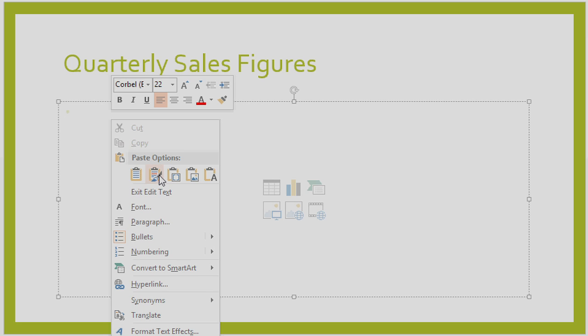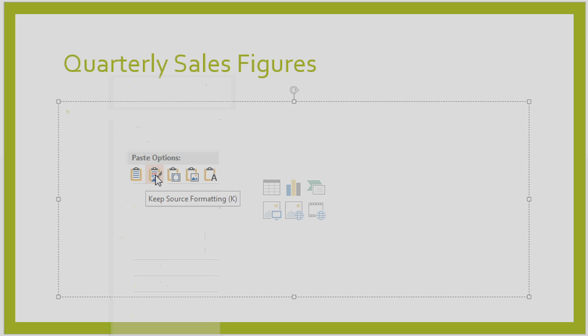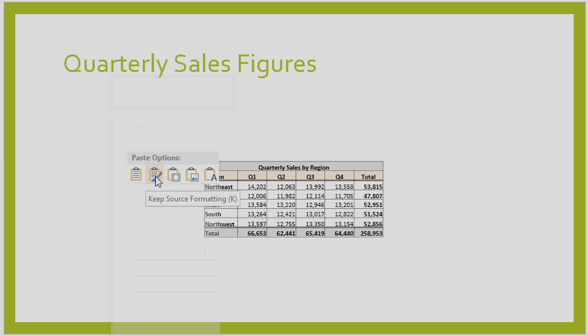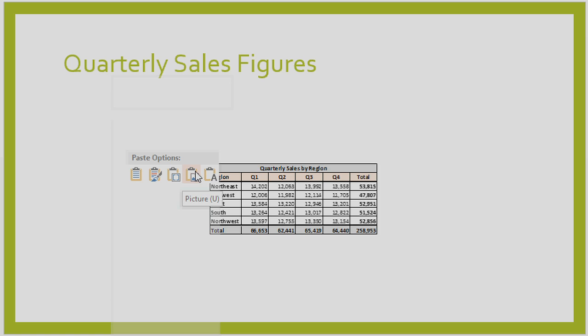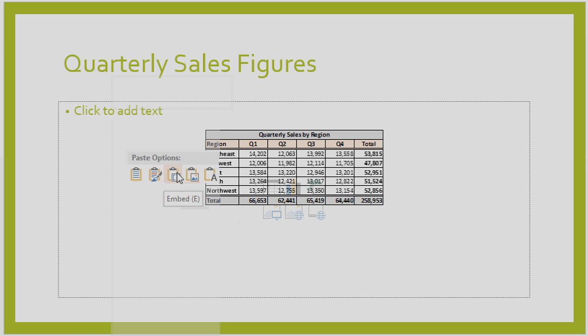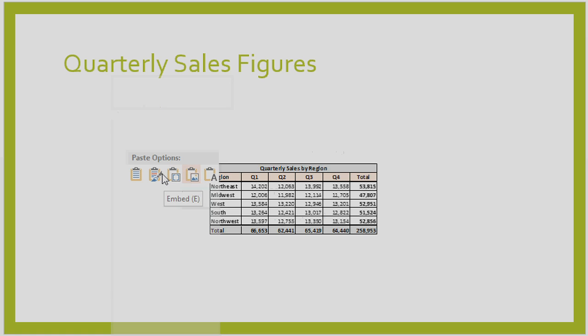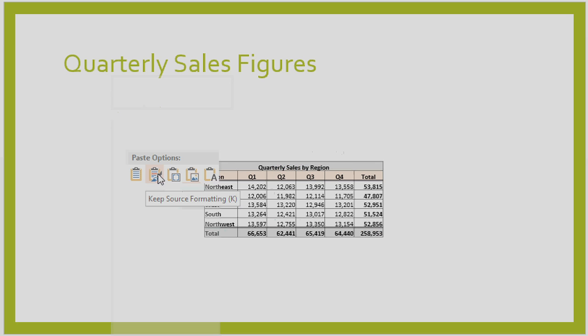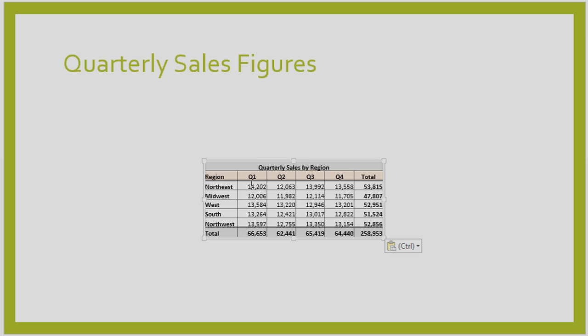I can either paste it with the source formatting, and you get a preview here of what that looks like, or I can paste it as a picture, or I can embed it. I'm going to paste it with the source formatting. And then I can actually click in there and change the values right in PowerPoint. But that will only change them in the PowerPoint version.